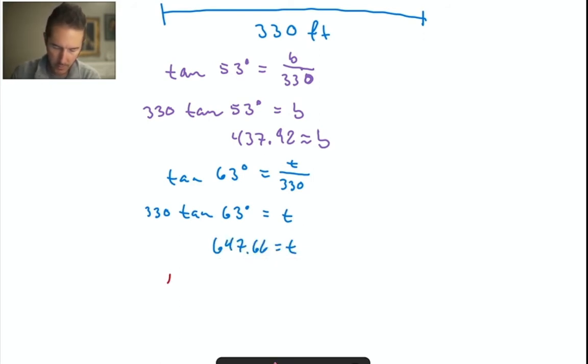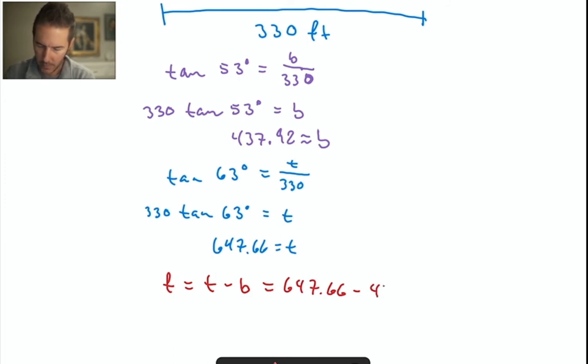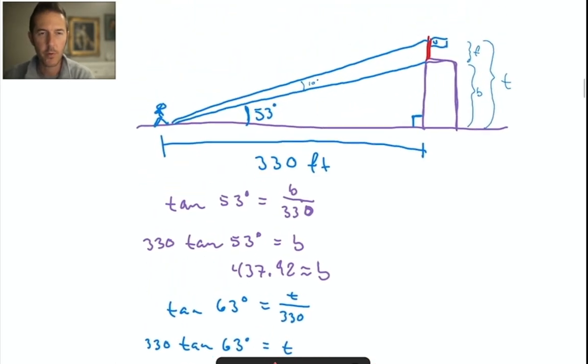Lowercase f, I was calling it in my diagram, is equal to the total height t minus b, the height of the building, which is equal to 647.66 minus 437.92, which is equal to, I've already got the 647.66 on the screen of my calculator, so I'm just going to hit the minus sign. 437.92 equals, and I got 209.74.